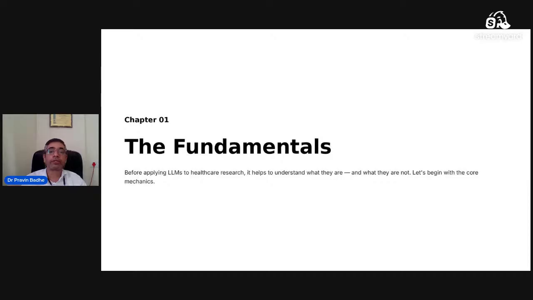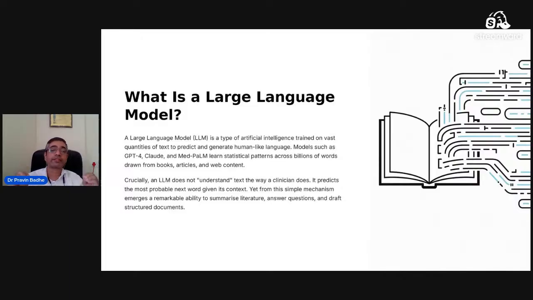So the fundamentals: what LLMs are and how they are utilized in healthcare. We will go through that. So what is a large language model? Large language models are artificial intelligence trained on a large quantity of text, which can be utilized to predict and also generate human-like language.